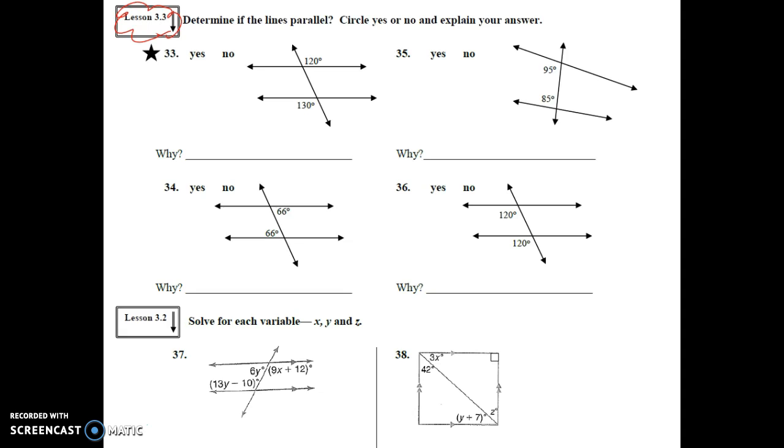If I look at question 33, I first trace out the angles that I have, and I notice both angles are outside the lines. That makes those alternate exteriors. And I know that alternate exteriors should be congruent. So are these lines parallel? No, they are not. Why? I'm going to write BC for because alternate exterior angles are not equal. So use your reasoning, not the diagram that's given to you, to make your decisions.